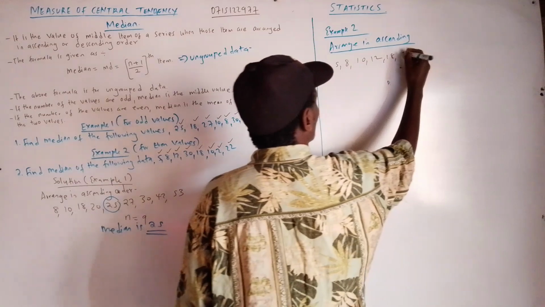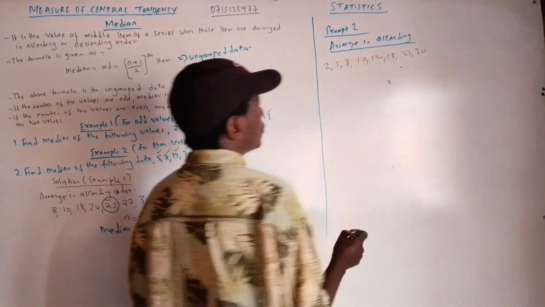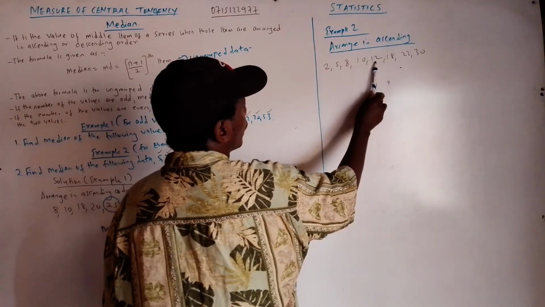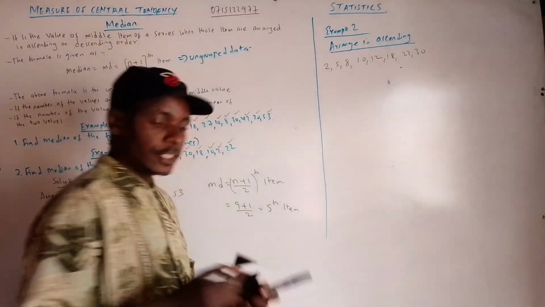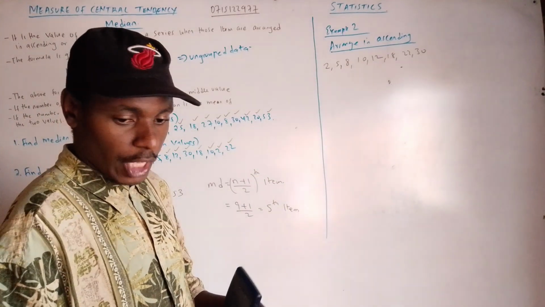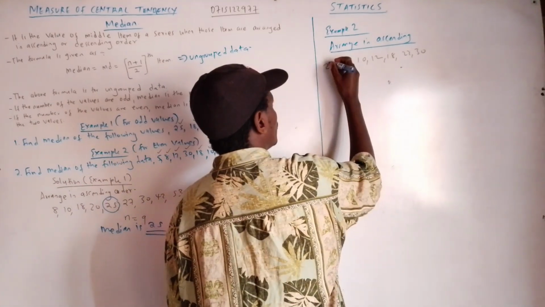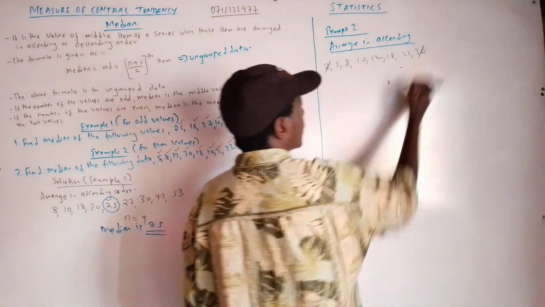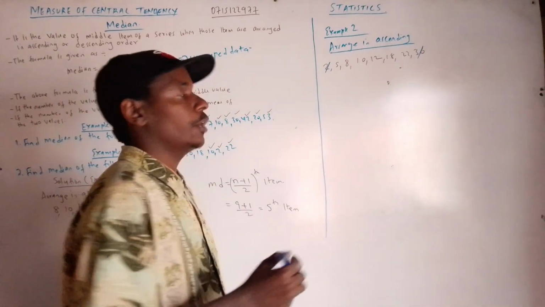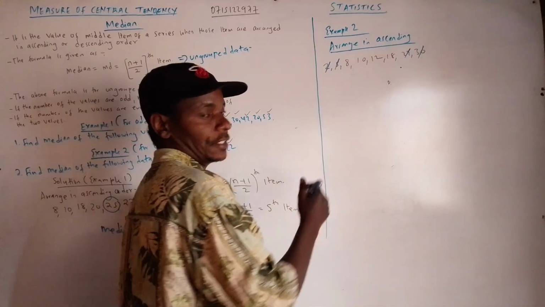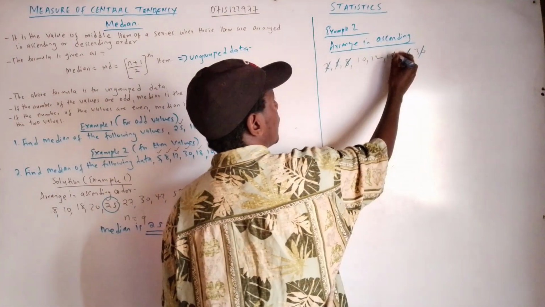So let's count to see if they are an even number. 1, 2, 3, 4, 5, 6, 7, 8. 8 is an even number. That is correct. Now let us find the middle value. So eliminate 2 with this item. That is the first one. The second one, 5 and 22. Next, 8 and 18.